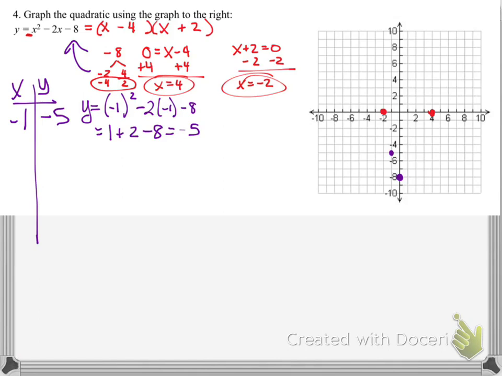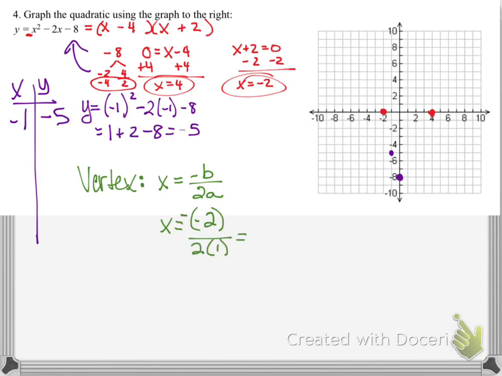Those are totally enough points for me to see where my parabola is going to be approximately. If I want to find my vertex, let's just remember that formula. My vertex, the x value, is -b over 2a. So if I plug that in, I could do x equals -(-2) over 2a. That's 2 over 2. That's 1. So the x value of my vertex is 1.